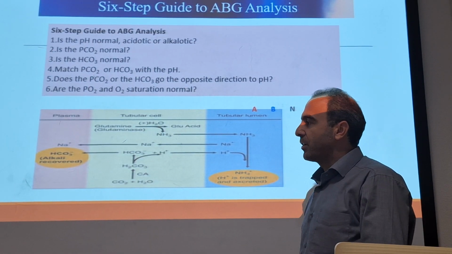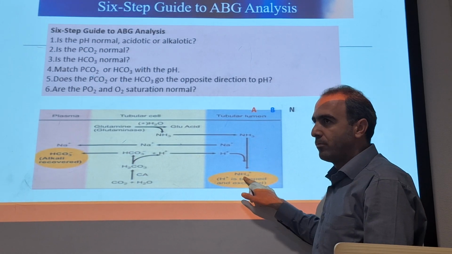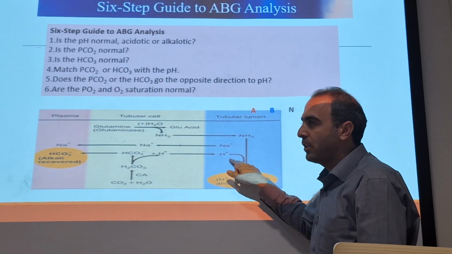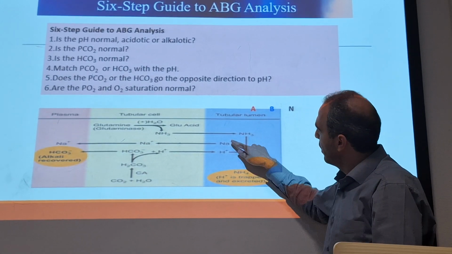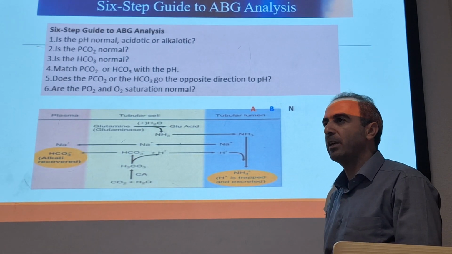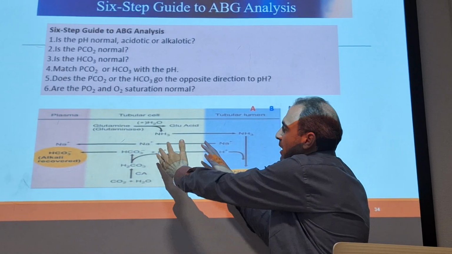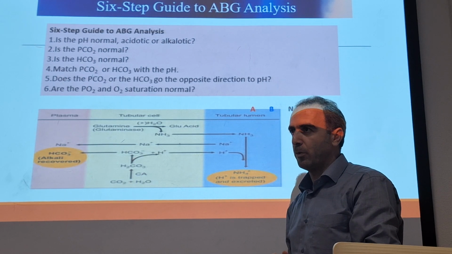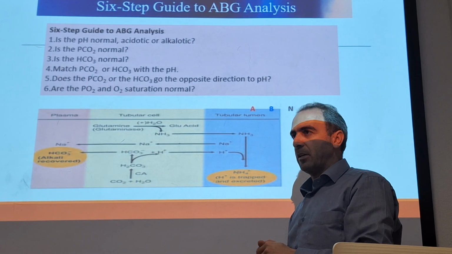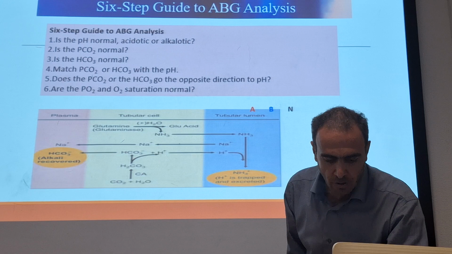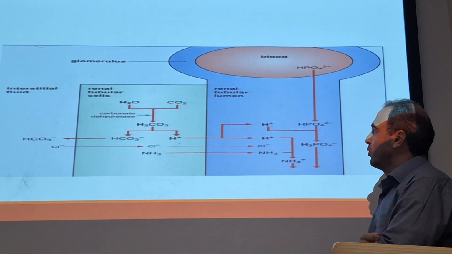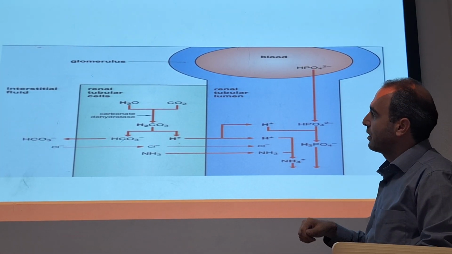We can excrete ammonium, and actually hydrogen ion together with ammonia we can excrete, and we decrease the amount of H plus from our body. That is the second mechanism. And the third one is both the phosphate and also ammonia together.